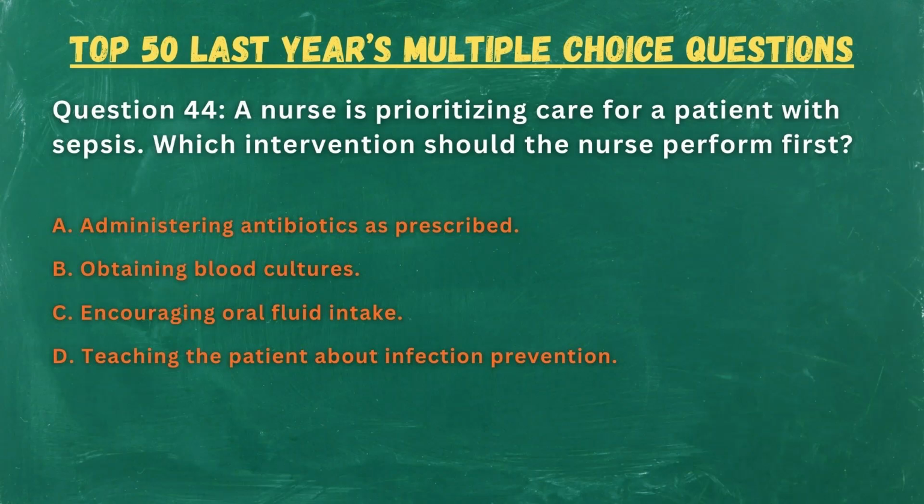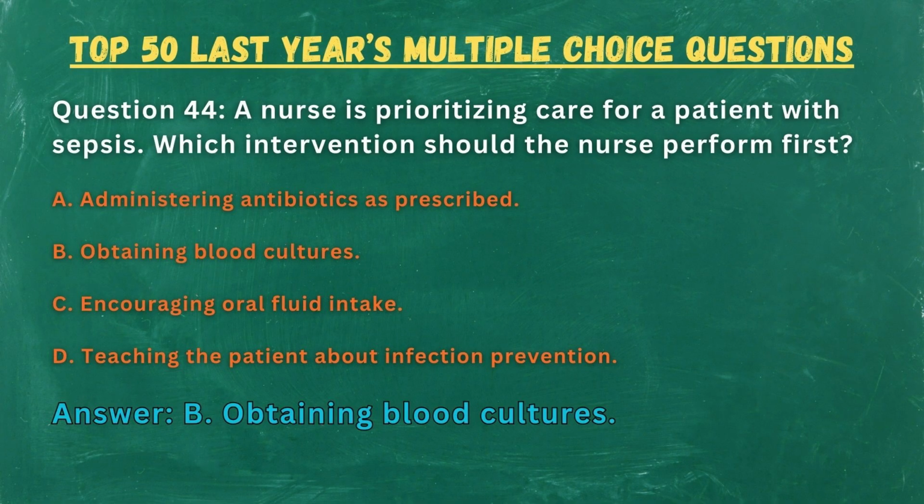Question 44. A nurse is prioritizing care for a patient with sepsis. Which intervention should the nurse perform first? A. Administering antibiotics as prescribed. B. Obtaining blood cultures. C. Encouraging oral fluid intake. D. Teaching a patient about infection prevention. Answer: B. Obtaining blood cultures.